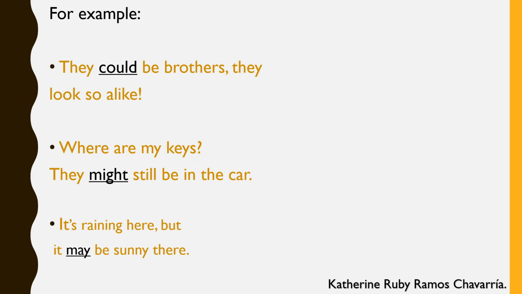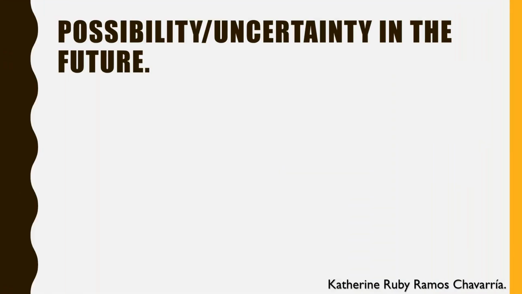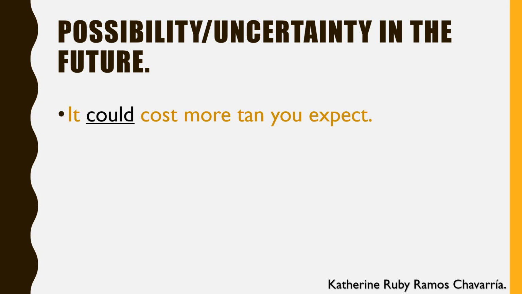These sentences are all about the present. There's no difference between could, might, and may here. You can use any of these three modal verbs in any of these sentences. It doesn't matter. Now, you can also talk about possibilities in the future. For example, it could cost more than you expect. I think it's possible that it will cost more than you expect.